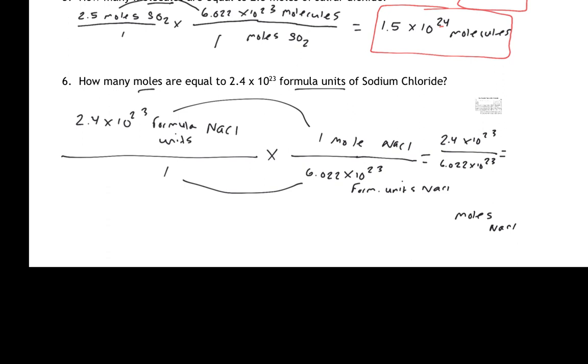So our answer here is 0.398. So we'll just say 0.40 moles of sodium chloride for number 6.